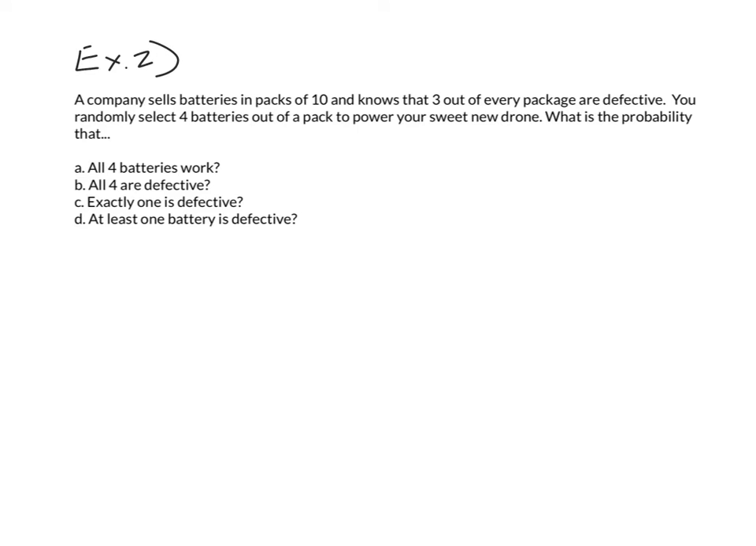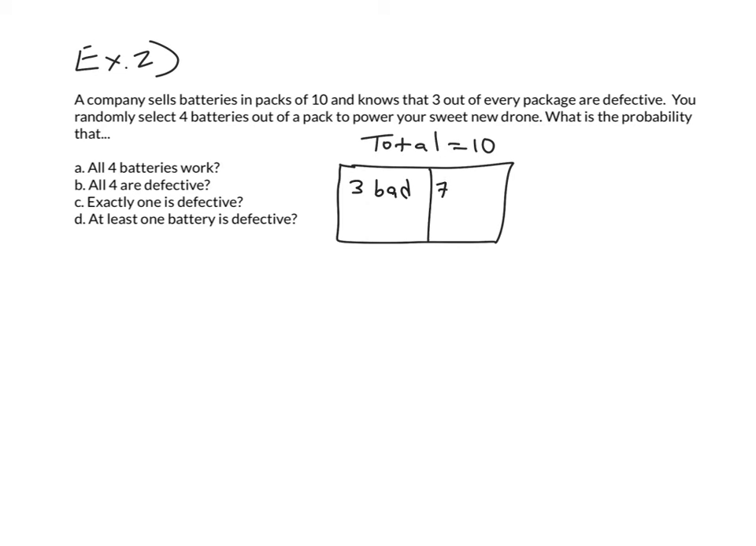Example 2. A company sells batteries in packs of 10 and knows that 3 out of every package are defective. So it's helpful to think about the total in the package being 10. And of those 10, 3 are defective. We can call 3 of them bad, which means that the other 7 are good out of 1 package.